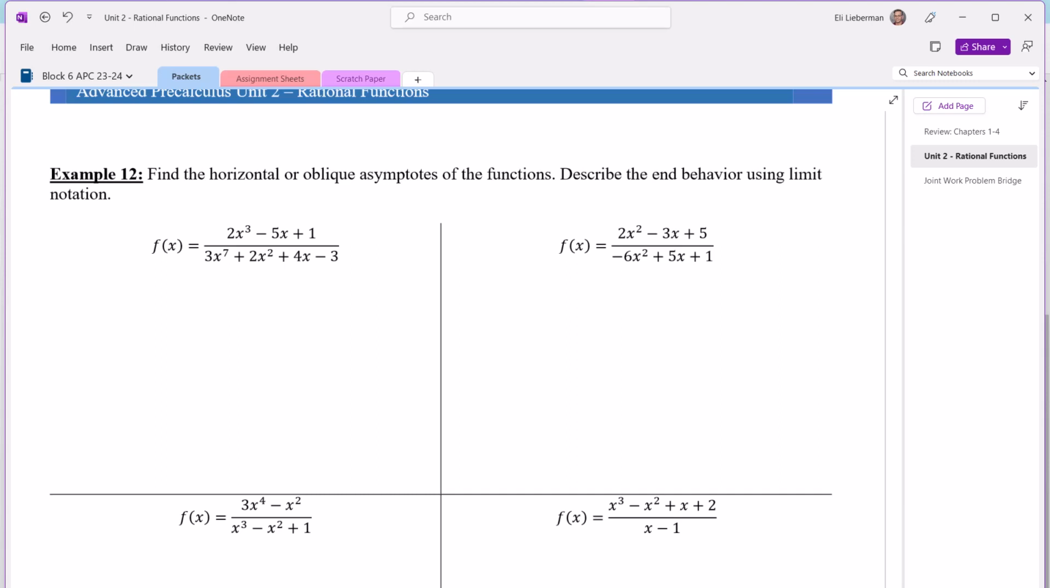This bottom one, if it's just this polynomial, same thing. It's going to be this. We don't care about this. We don't care about this.